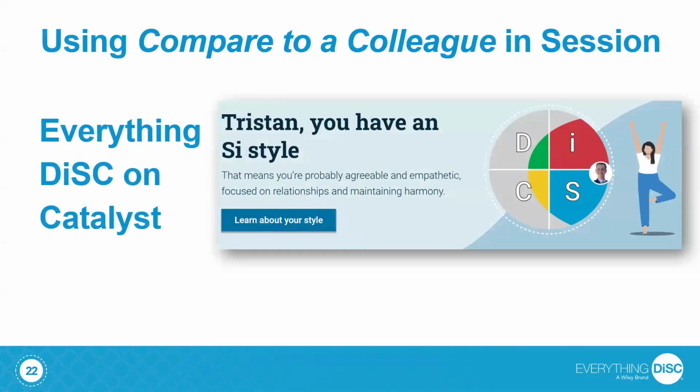So I'm sure a good number of you have used the free Everything DiSC comparison report before. It essentially would allow you to pair up your learners and generate a set of continua that outlines some of the strongest similarities and differences between those two using their DiSC data.